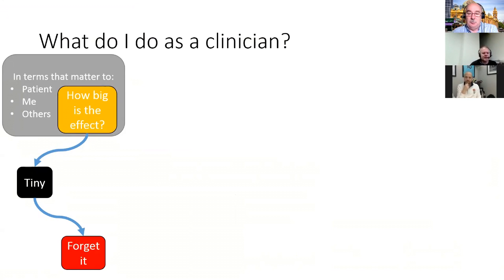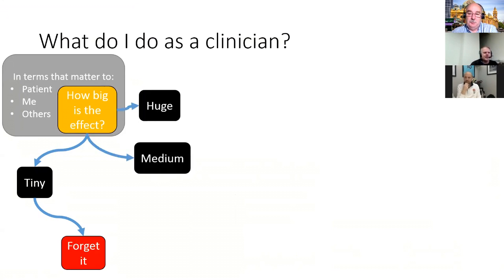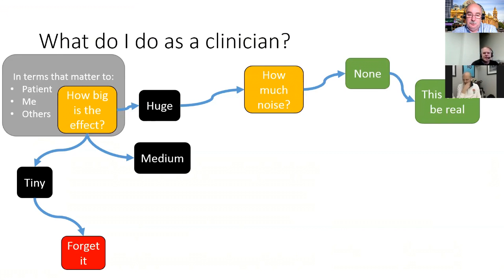So stop there. In the unlikely event that there's a huge effect, then you've got to say, well, hang on, how noisy is this thing that we measured? If we get a chance to have a look at that in a moment, we'll do that. And if it turns out that there's no noise in the measure and you've got a huge effect, mate, you could be onto something here. This one could be real. And then we'd go through all that other stuff you were saying. Is this robust? Is it in patients like my patients? And so on.